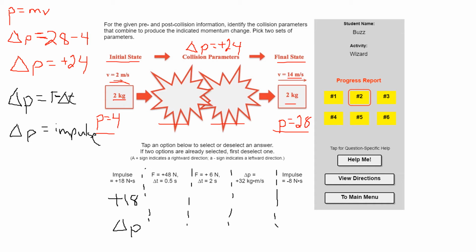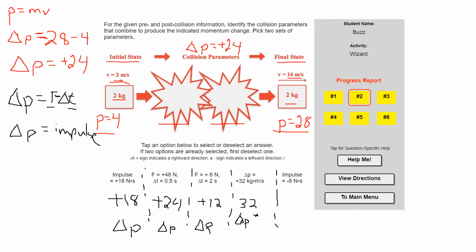Force times delta time, multiply. 48 times 0.5, that's positive 24. That's the delta P. Force times time, this is positive 12. That's the delta P. Oh, this was great. This one just gives us the delta P, it's 32. It just gives it to you. Great. But again, if you don't know what you're looking for, that's not helpful.